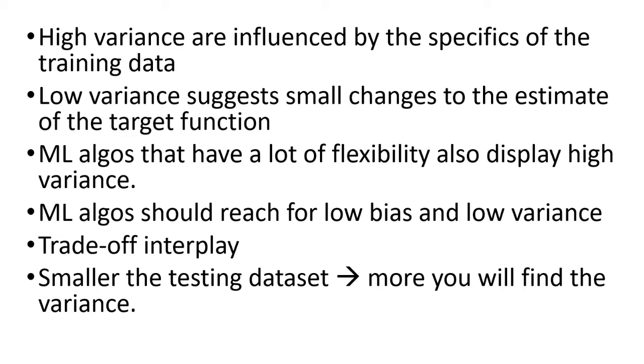Supervised machine learning algorithms should aim for low bias and low variance. In turn, the algorithm should achieve good predictive performance. Variance actually measures the variability of the model prediction if we were to retrain the model multiple times on different subsets of the data.